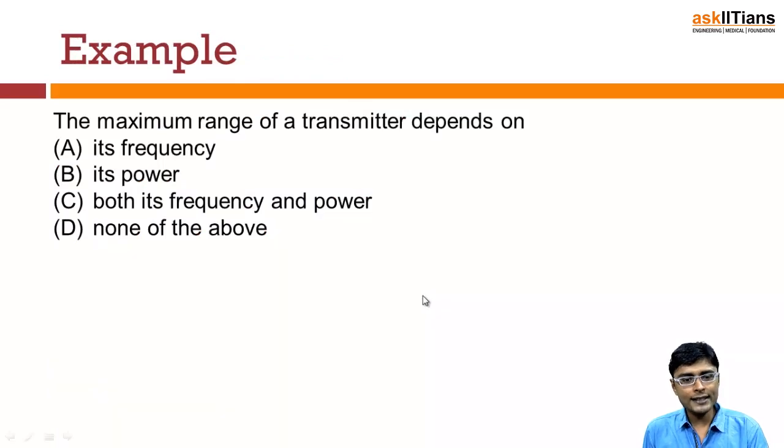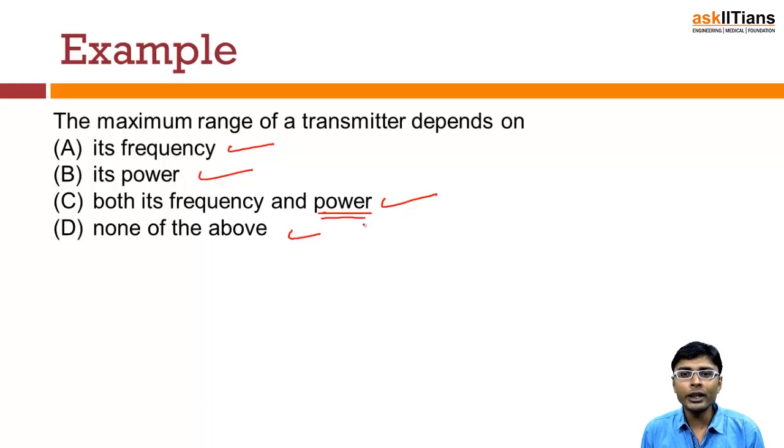Okay, let us see an example, which will give us some more knowledge about this system or block diagram. The maximum range of a transmitter depends on its frequency, its power, both its frequency and power, or none of the above. So we are asked what parameter the transmission range depends on. First of all, power is obvious.